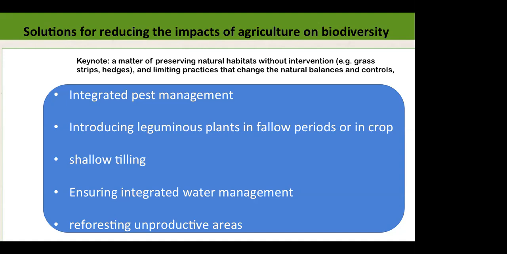So, and the last but not the least is reuse. The farmer's aim is to enhance crop production. That's the focus at the farmer level.